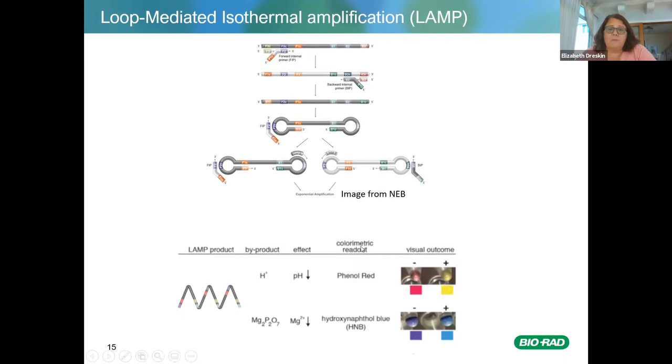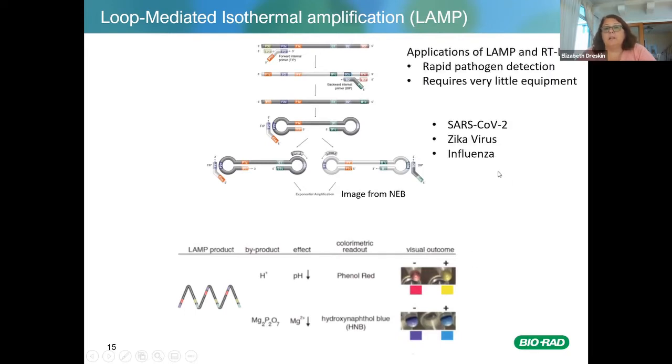This is one example of a colorimetric readout. You could also have fluorescent readouts and other ways of detecting the products. But the beauty of LAMP is that it's fast, and you can incorporate dyes so that you have a visual result. You have a yes or a no answer, and it happens very quickly.